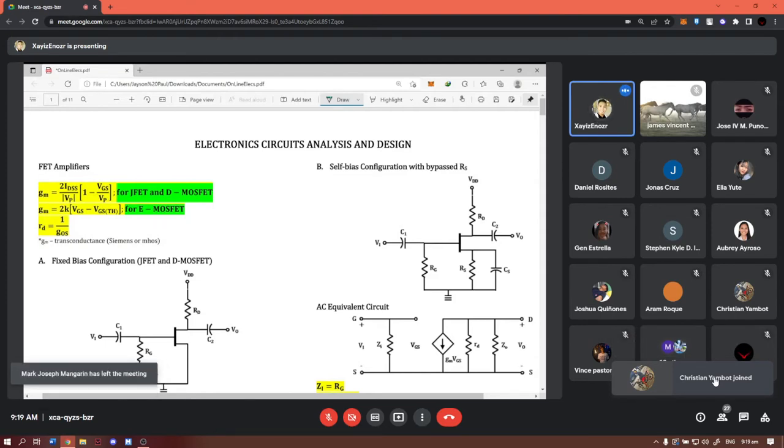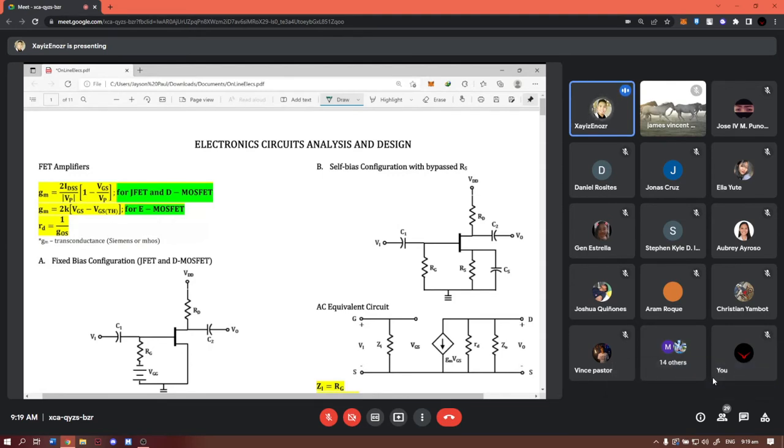So in contrast with BJT, in BJT, di ba, we also discussed after biasing, BJT biasing, the application of BJT as amplifiers. So ganoon din sa FET, kasi ang main function naman ng mga transistors is to serve as amplifiers. Okay, so these are the important equations when we analyze circuits involving FET amplifiers.